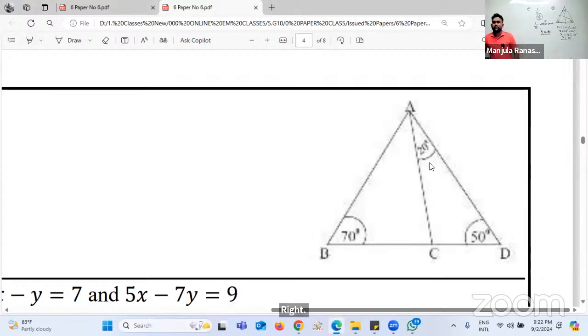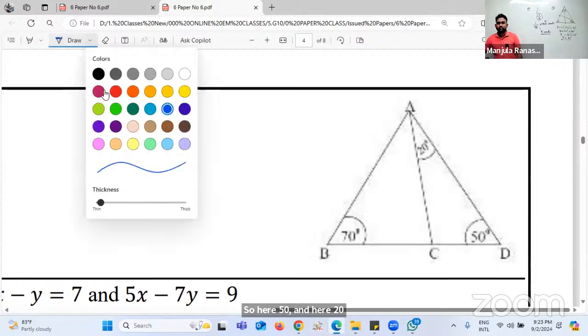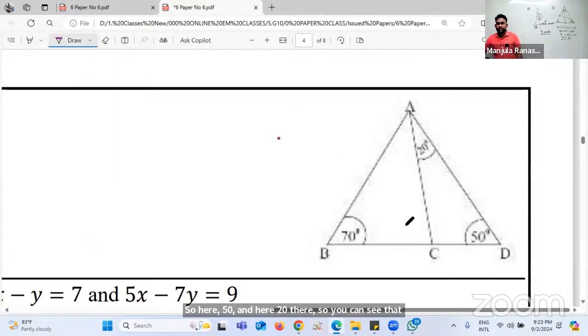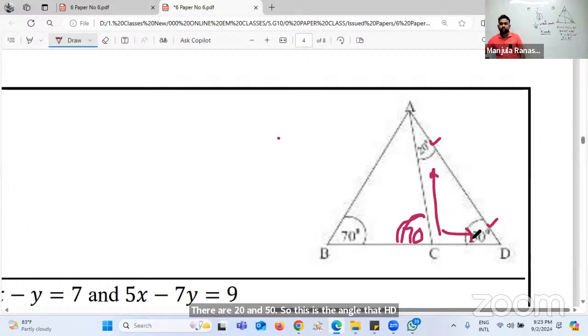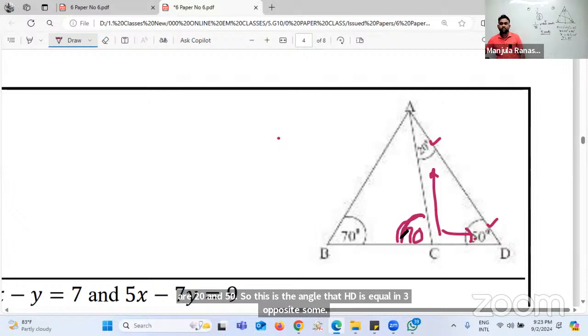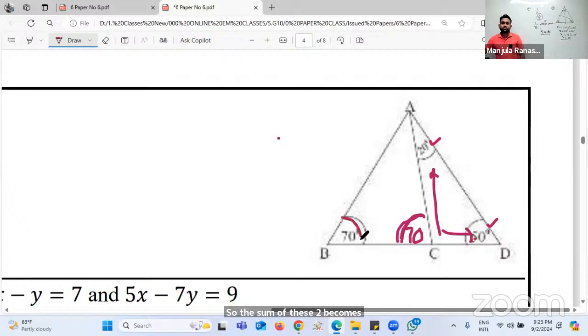So here 50 and here 20. You can see that 50, 20 and here becomes 70. How does it become 70? That is the exterior angle theorem of this triangle ACD. See the triangle ACD, they are 20 and 50. So this is the exterior angle. The exterior angle equals the sum of the interior opposite angles. So the sum of these two becomes the exterior angle, 70. Now you can see this is also 70.